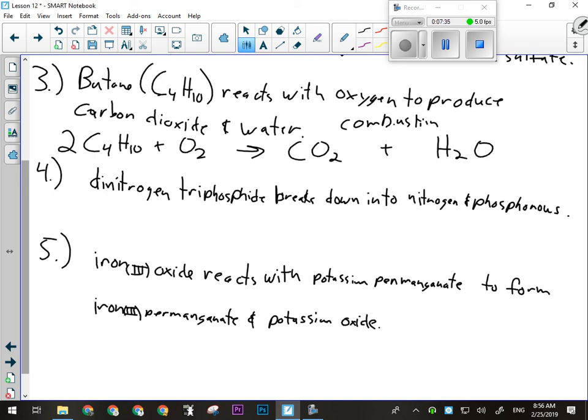Now I'm going to balance alphabetically, so carbon first. 2 times 4 carbons is 8 carbons. So now there's 8 on both sides. Then hydrogen comes next. 2 times 10 is 20, so 20 hydrogens. Now my hydrogens are all balanced. Now I've got to look at my oxygens.